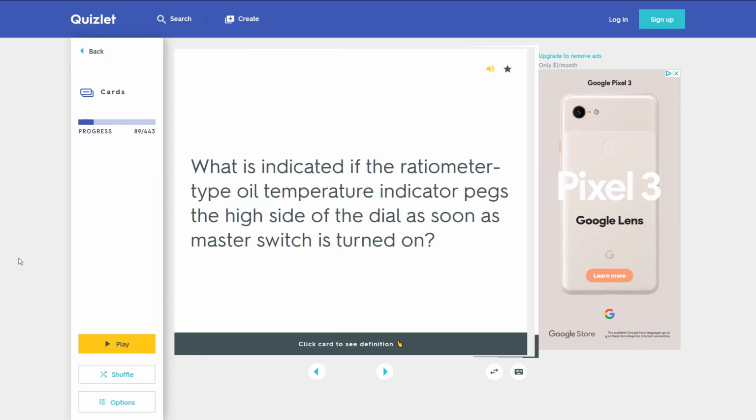What is indicated if the ratiometer type oil temperature indicator pegs the high side of the dial as soon as the master switch is turned on?